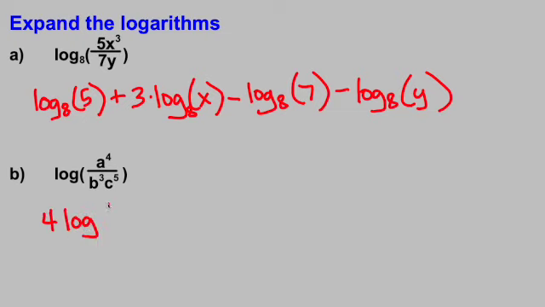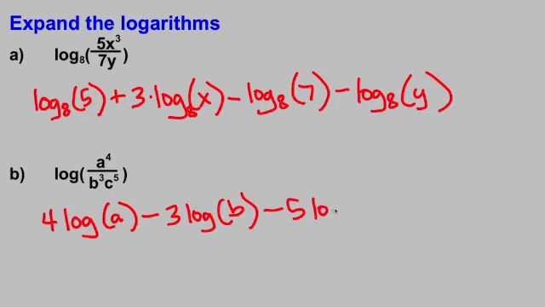Now, why did I write the 4? Well, that's because the 4 is an exponent, so I can write it out in front and say 4 times log a. Anything on bottom, I'm going to put a minus before. So I have b to the 3rd, so that's going to become 3 log of b. And then we have c to the 5th, which will become minus, because it's on bottom, 5 log c. So that's it. That's how you expand, and that's also how you condense.